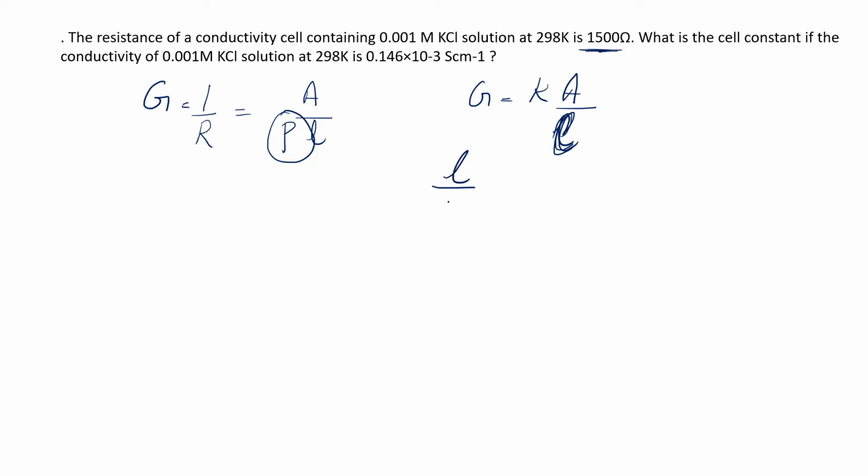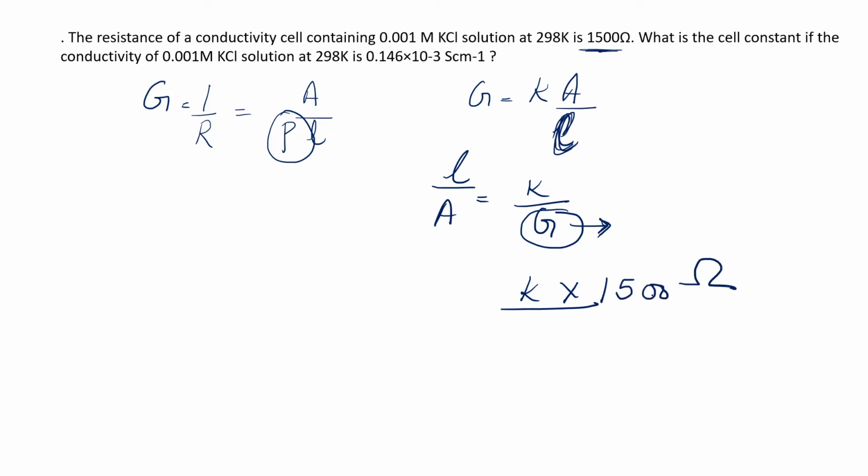So L over A will be equal to kappa divided by G. Kappa is conductivity. They have mentioned the conductivity and the resistance of a conductivity cell containing this solution. Resistance they have mentioned. So you will write conductance as the reverse of resistance, so you will multiply kappa with 15,000 ohm. You can write this as kappa into R.